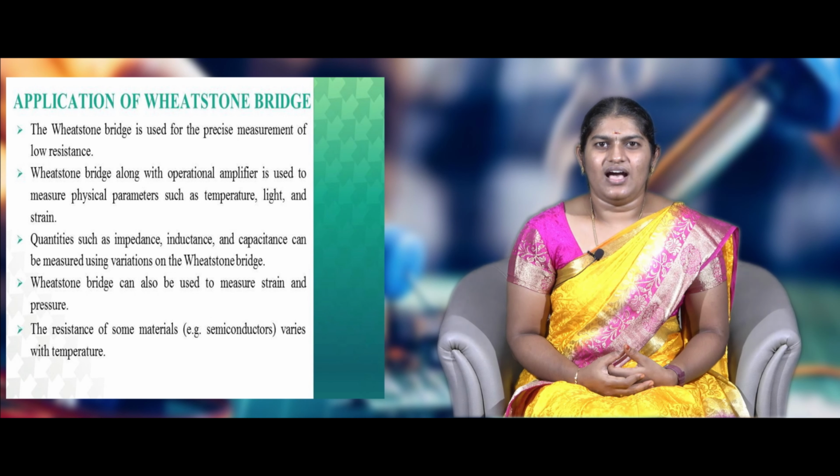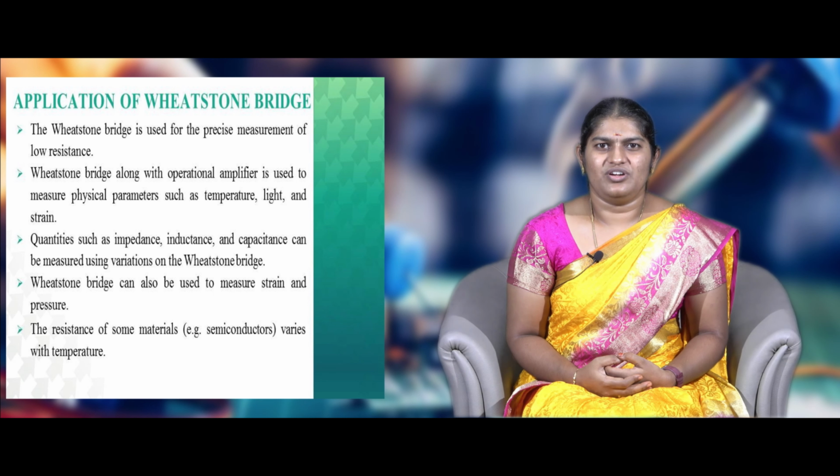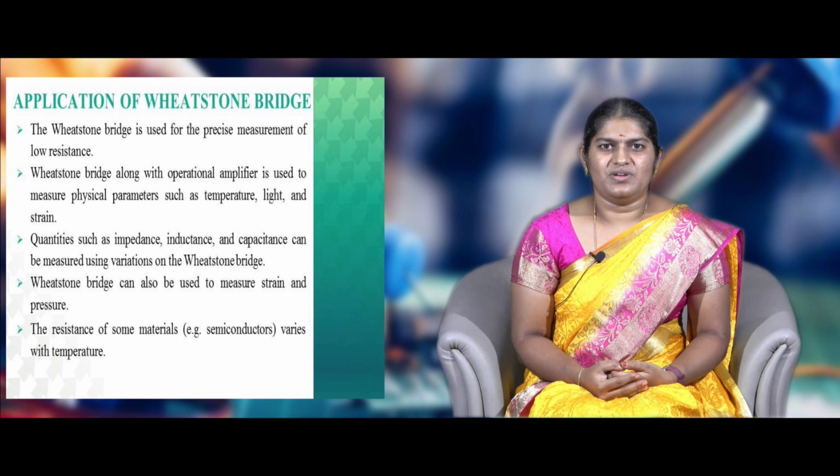Next, we are going to discuss applications of the Wheatstone bridge. Wheatstone bridges are used in the precise measurement of low resistance values. A Wheatstone bridge along with an operational amplifier is used to measure physical parameters such as temperature, light and strain. Quantities such as impedance, inductance and capacitance can be measured by observing variation on the Wheatstone bridge. Wheatstone bridges are widely used in measuring devices. They are used to measure strain, temperature and pressure.